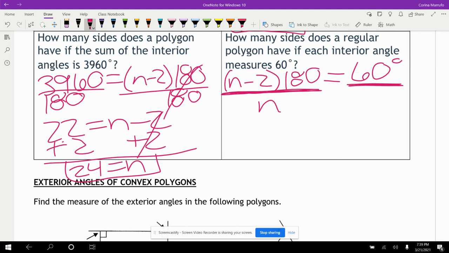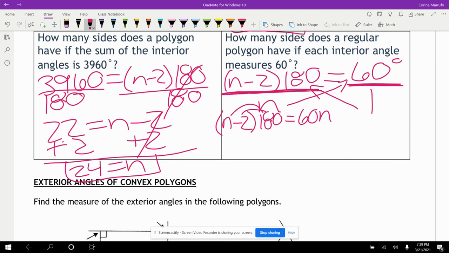So what I'm going to do is move this n to the top of the 60, pretty much like I'm going to cross multiply. Okay, so we get n minus 2 times 180 equals 60 times n. I'm going to distribute this 180 to each one. So we have 180n minus 360 equals 60n.